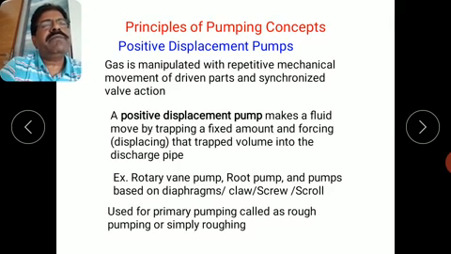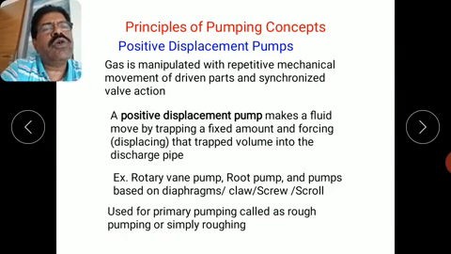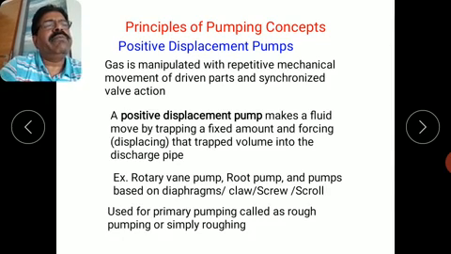Positive displacement pumps, basically they are mechanical type of pumps and they are used for primary pumping. It is also called roughing. Sometimes they are also used as a backing pump. In the next slide, I am going to explain what is actually a roughing pump and a backing pump.